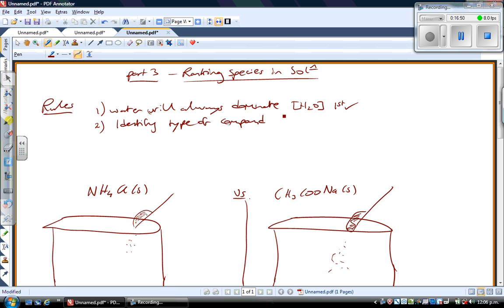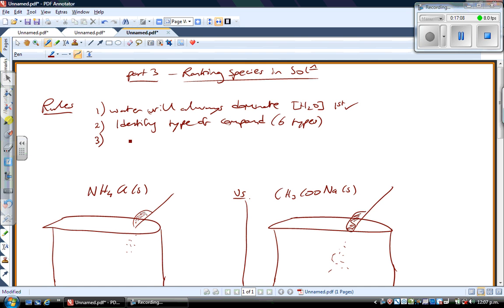Second thing is you need to identify what type of compound you have. Just come off a page where I did the 6 possible types. So you need to decide, is it an ionic compound, is it a weak acid, a weak base, a strong acid, a strong base, or is it a molecular compound? And that's going to have an influence on how the compound is.